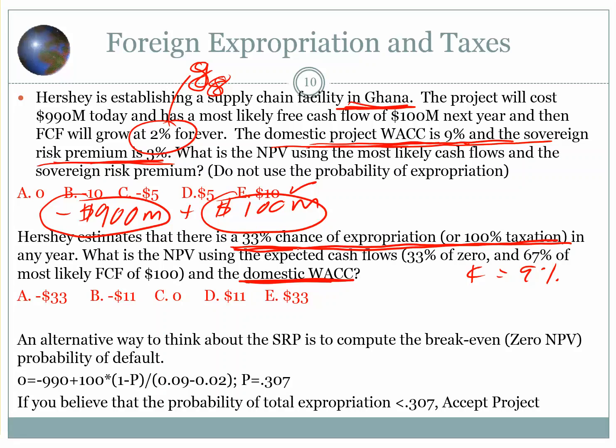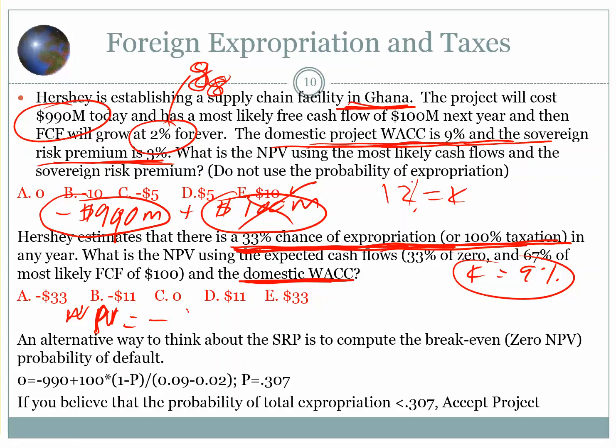So instead of using the 12% discount up here to calculate the risk, keep your domestic WACC, but instead of using 100 million as your free cash flow, reduce that by the chance that there's a 33% chance of getting zero. In other words, a 67% chance of getting your $100. So go ahead and recalculate the NPV here. Actually, this is 990 up here, so be careful with that. Calculate your NPV here.